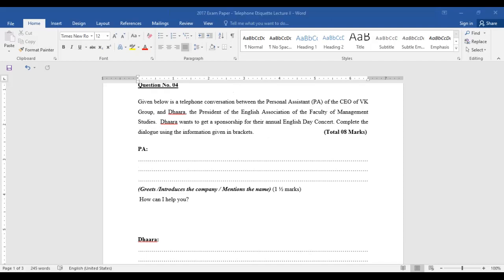So the first blank, there's a blank and there is some information given in the bracket. You have to use this information and write a sentence or a phrase as if it was said by the personal assistant. The personal assistant greets, introduces the company, and mentions the name. That is what is done by the personal assistant.